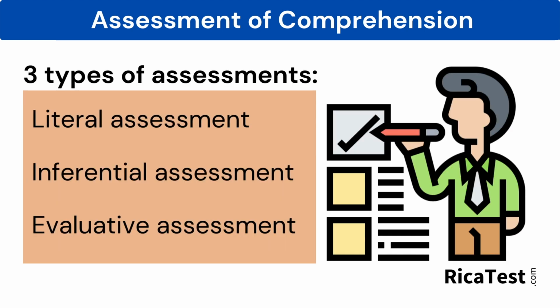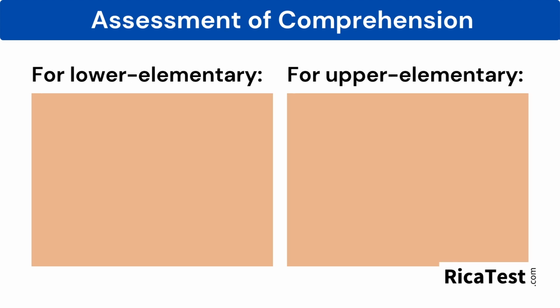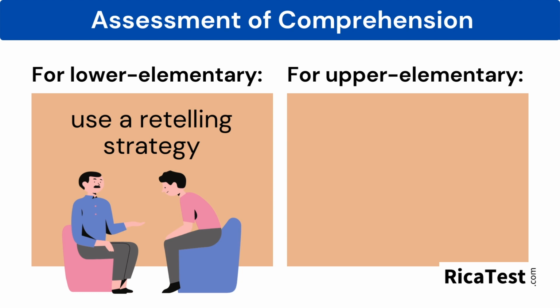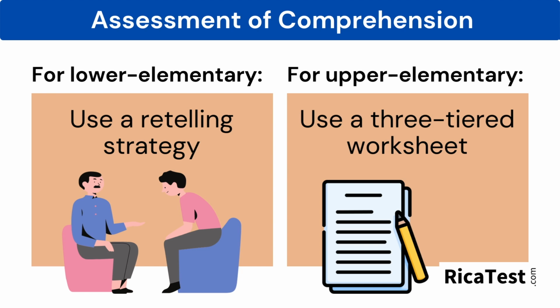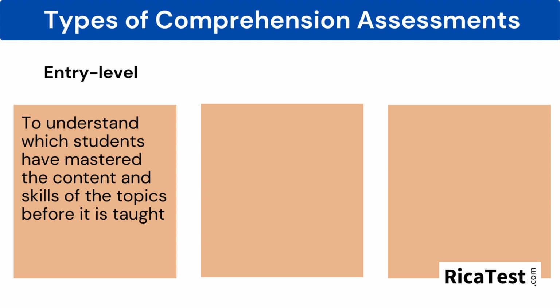For the next section, we'll discuss the three assessment types, which include literal, inferential, and evaluative assessments. Keep this basic framework in mind. For lower elementary students, use a retelling strategy, where the student reads the story aloud or uses a story that was read to them and orally retells the story. Assess upper elementary school students using a three-tiered worksheet or study guide that includes a few literal, inferential, and evaluative questions.